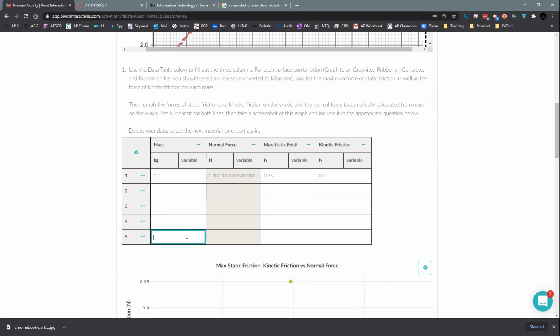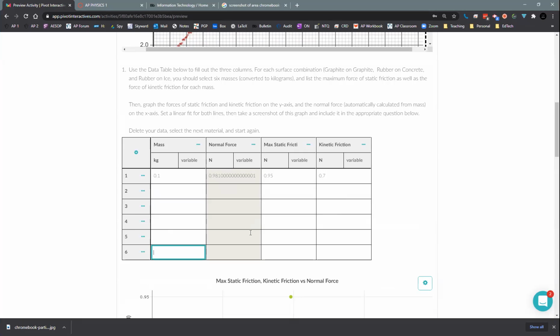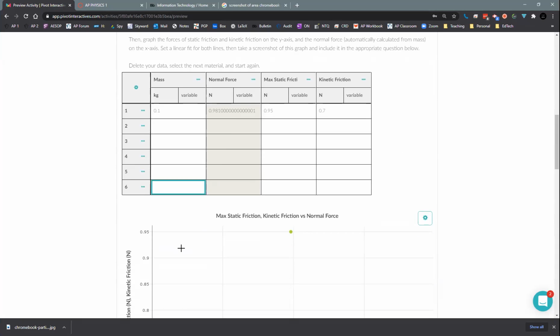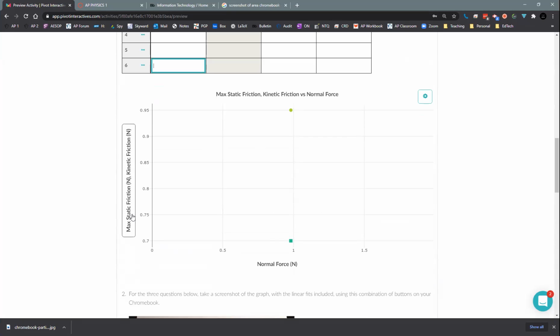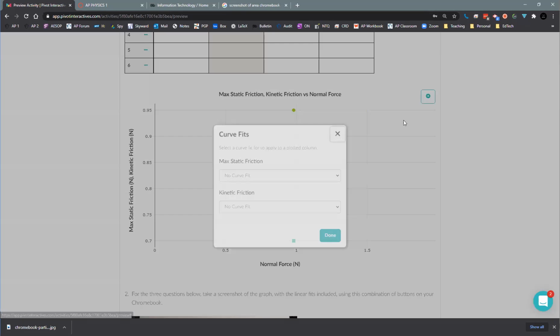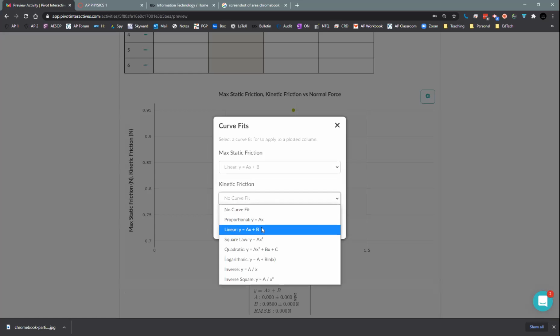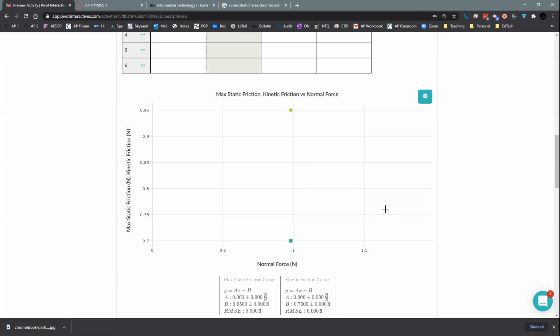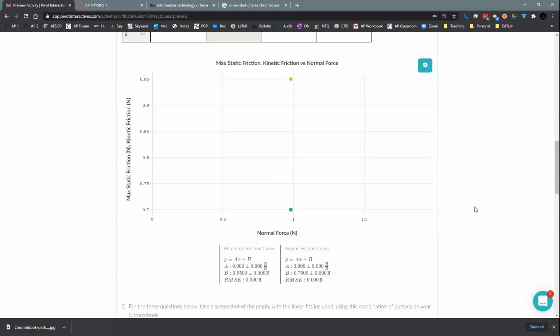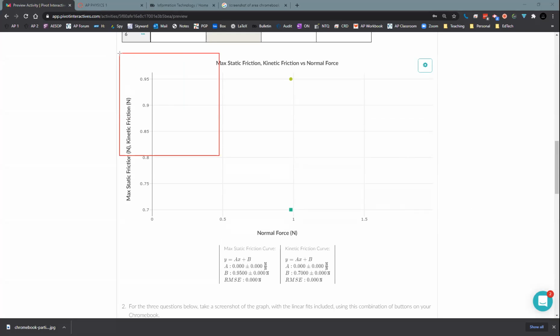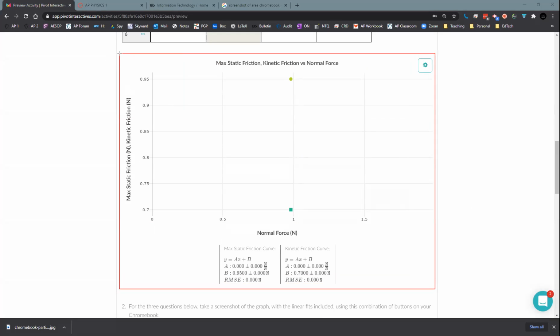Once you are done, so you found your 6, I will make sure I include the one more table that should be here. Once you found your 6, you're going to get this graph of maximum static and kinetic friction. You are going to do a linear curve fit for both. Now it's going to look terrible because I only have one data point because I'm not doing the lab for you. And then you are going to take a screenshot, and I included pictures below of this entire graph. So the area you would take a screenshot of would be this whole thing right here. You need to include the entire graph, and you need to include the 2 curve fits below.